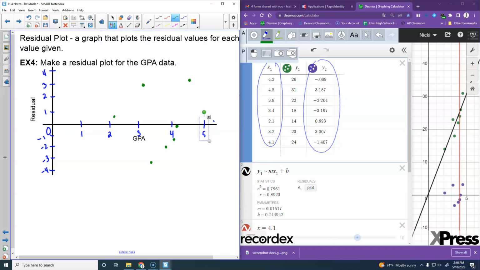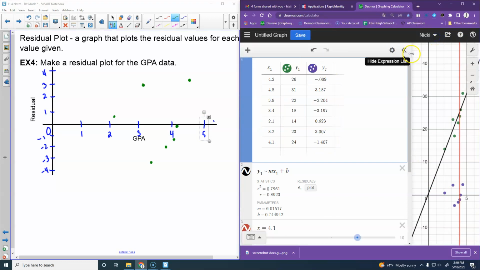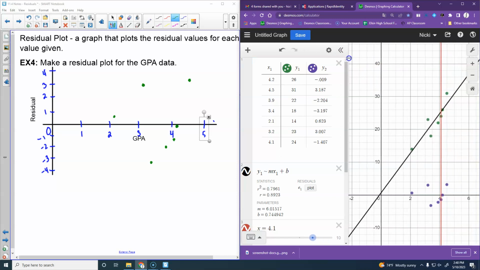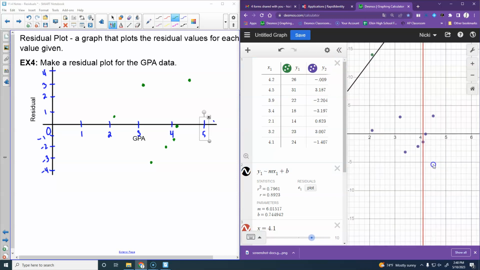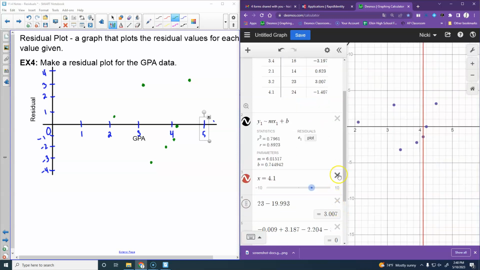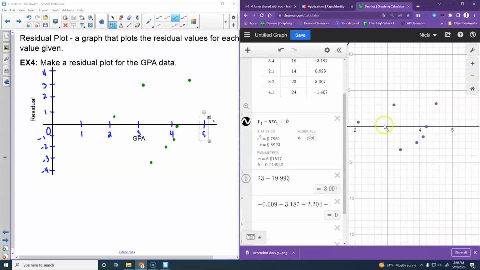You can actually see where I added these in as a Y2, and it graphed it for me over here. Let me make this go away. So it graphed it for me right here. You can see these points look pretty similar to what I've graphed over here, right? This is a residual plot. It shows us how far off our numbers are on the graph.